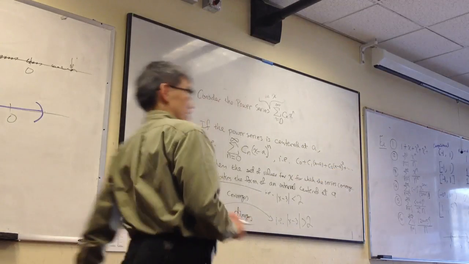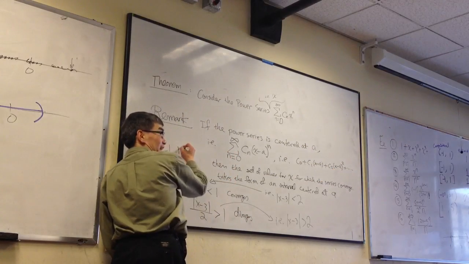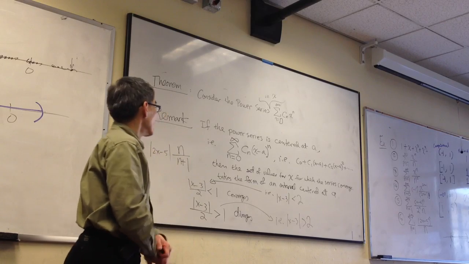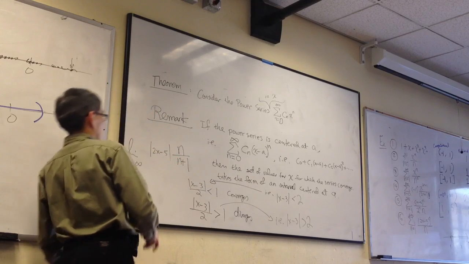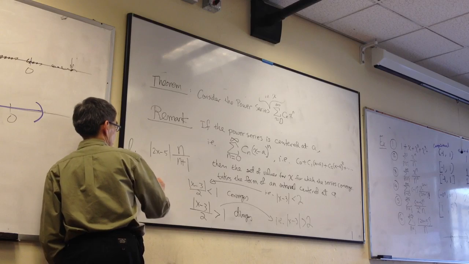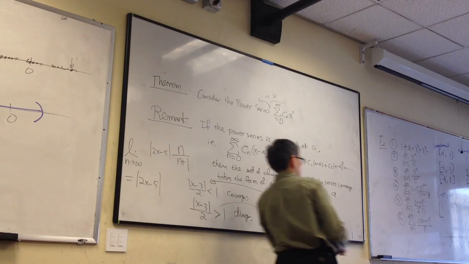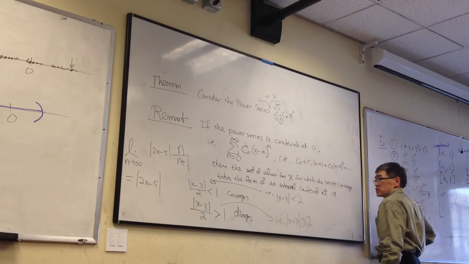How do I remove n? Multiply by n, and then divide by n plus 1. So that denominator is n plus 1. So what's the limit of this guy? Isn't that just the absolute value of 2x minus 5? Is that right? Okay? x is a certain number. It's not changing with n.